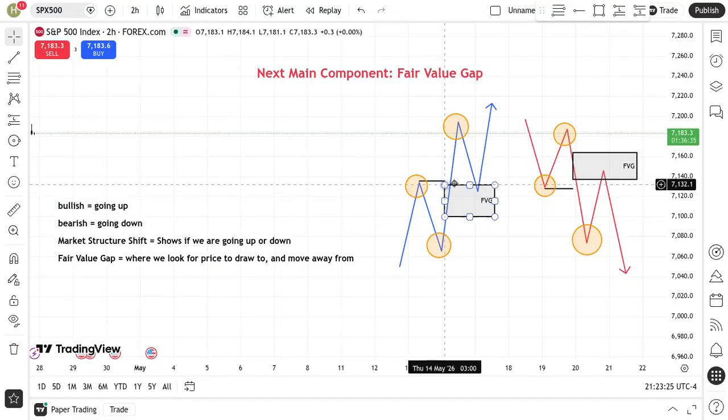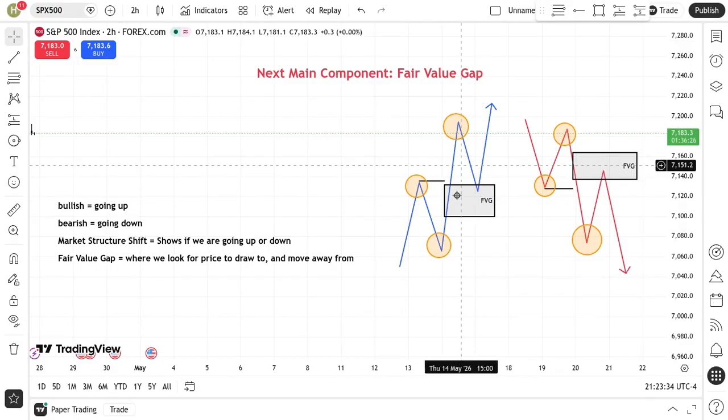Remember, market structure shifts are used for showing market direction, whether we're bullish or bearish, going up or going down. Fair value gaps are used for price to draw into and move away from to continue the direction that price is showing us.